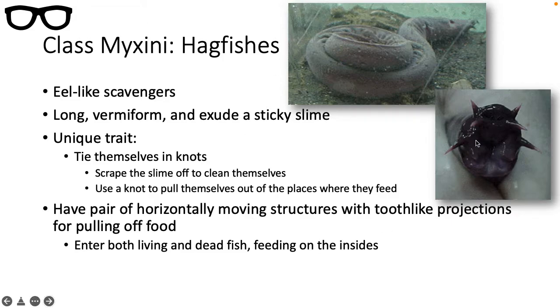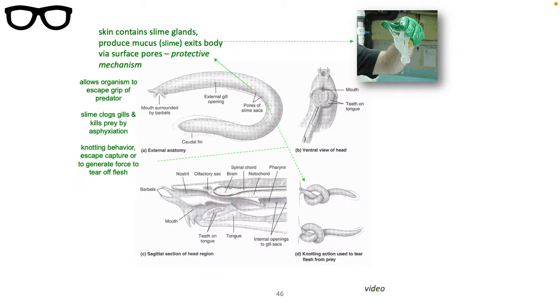They do have some type of tooth-like projections, and they tend to enter both living and dead fish and feed on the insides. So another diagram cross-section just showing the pores of this mucus.